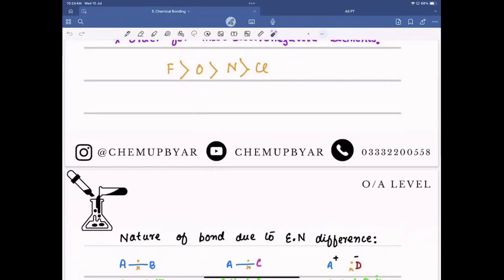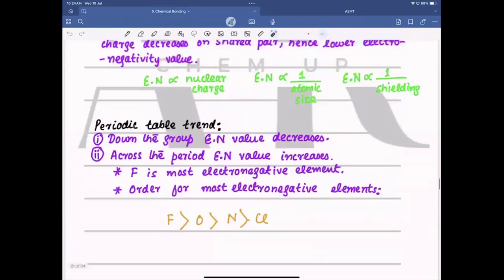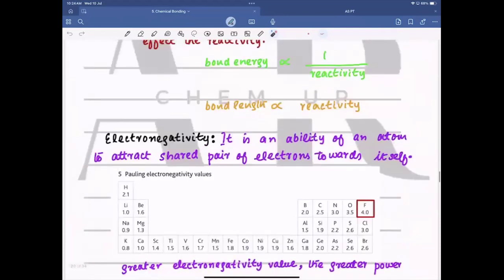Electronegativity difference affects covalent bonding. But if the two atoms which are going to bond have a huge difference in their electronegativity values, then as a result they are not going to make a covalent bond, they are going to make an ionic bond. Understandable? Yes, sir.